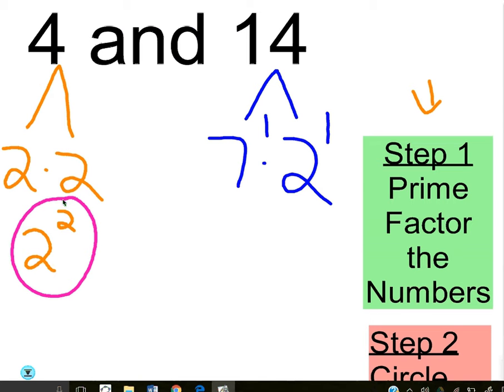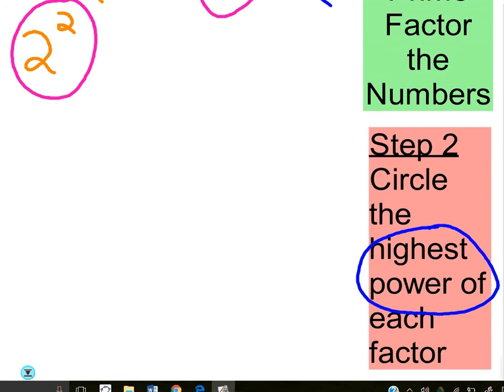How about 7? Will you circle that? Yes, it is. Even if it's the only occurring factor, it's still the highest power, right? So if you had a 7 squared and a 7 to the first, you'd only circle the 7 squared. If you have a 7 to the first and no other 7, it's still higher, right? There's nothing else there. So if it's the only occurring factor, you'll naturally circle it. Okay? So that's step 2.